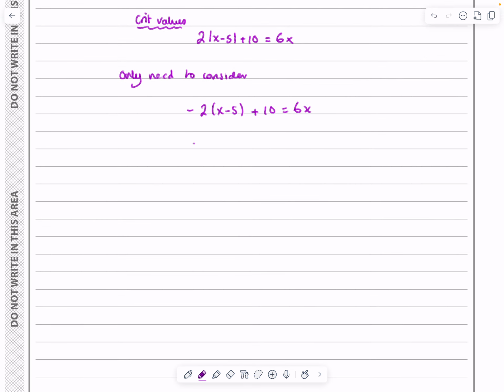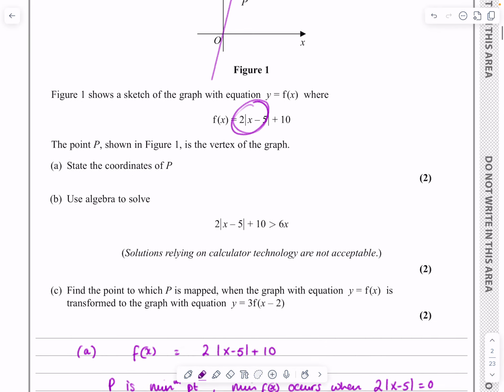Let's tidy that up. That's -2x + 10 equals 6x, and that rearranges to 8x equals 20, so x equals 5/2. So what we just said from the graph is we can tell that we want x to be less than 5/2 for the criteria to hold. Okay, that's part A and part B done.